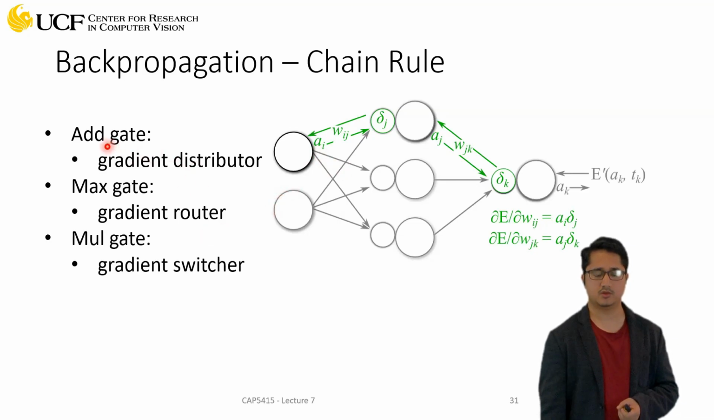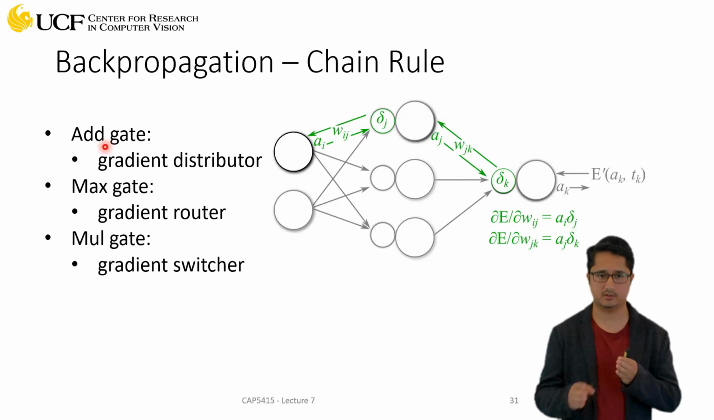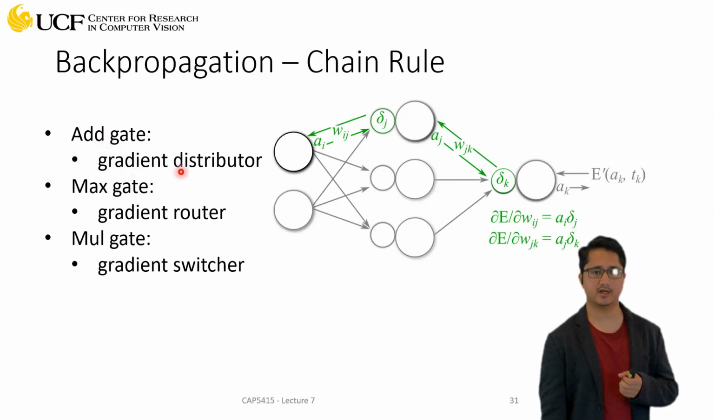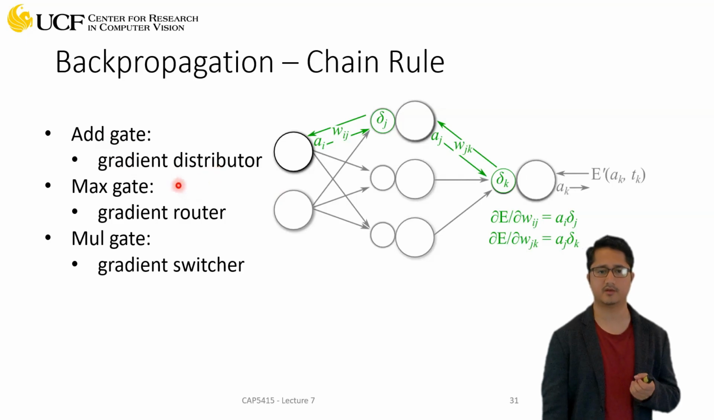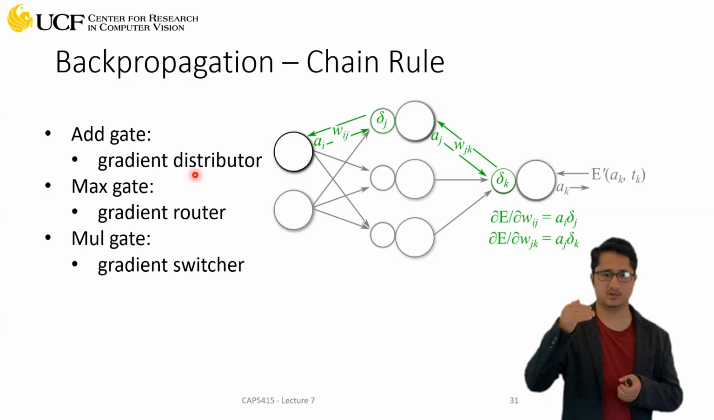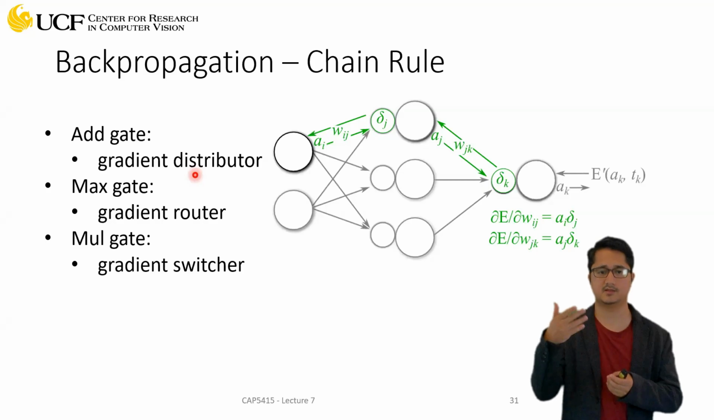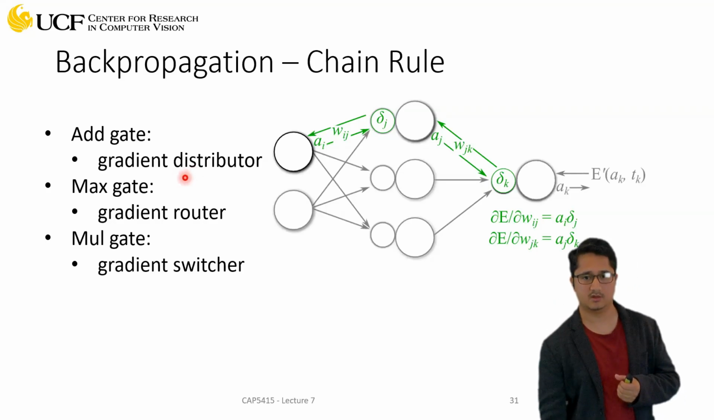If you are adding two different values as a function, then what will happen? The gradient will distribute. It will act as a gradient distributor, which means that whatever gradient is coming from the top will go equally to both the variables, if the operation is x plus y. Okay, and you can think about it, because it's just a derivative, right? If you compute the derivative of x plus y, the derivative has to go to both. Okay, so that's one thing.